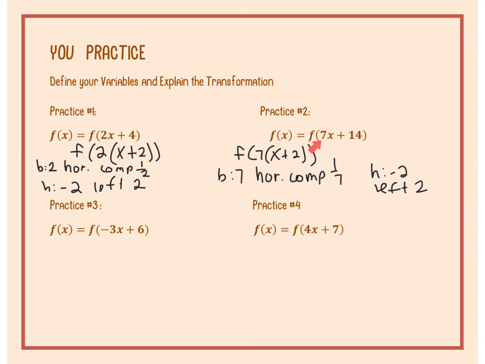On this one, I had to factor out that 7. So I was left with a 7, and then parentheses x plus 2. So horizontal compression of 1/7, and to the left 2. Go ahead and try number 3 and 4 on your own. Pause this video, and when you come back, the answer will be there.